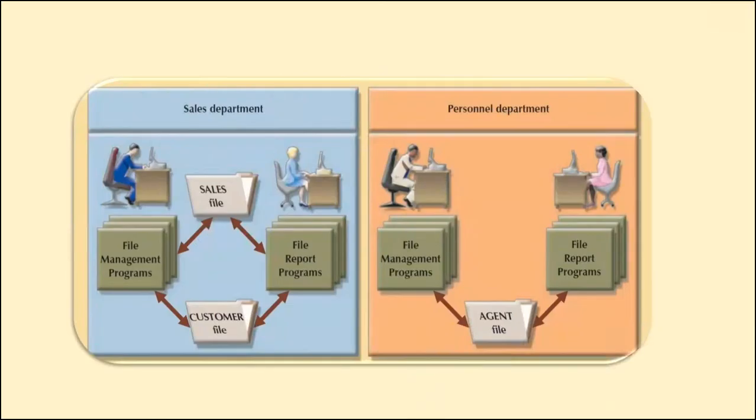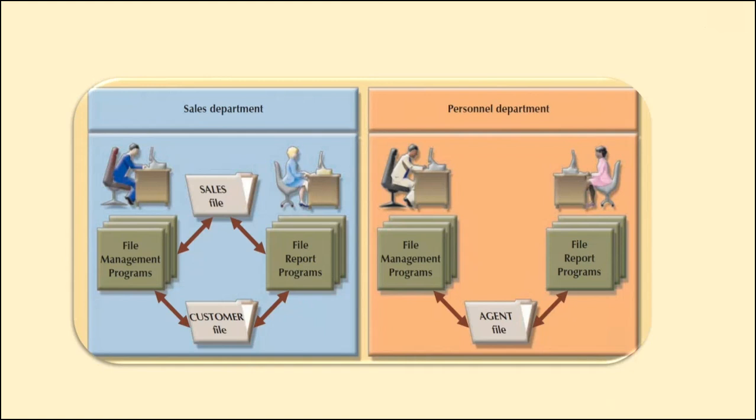Right? Now see here, observe here. So there are two departments here. Kindly observe. If you observe carefully, we have two different departments, one is the sales department and another one is the personnel department, right? In the organization, assume that there are two departments, okay? And each department has its own files and programs, right? That you can see in the diagram.